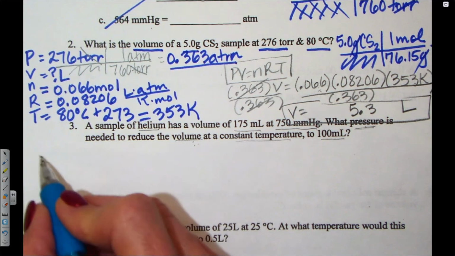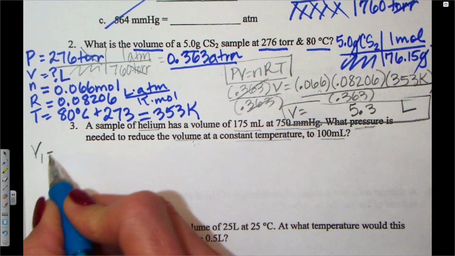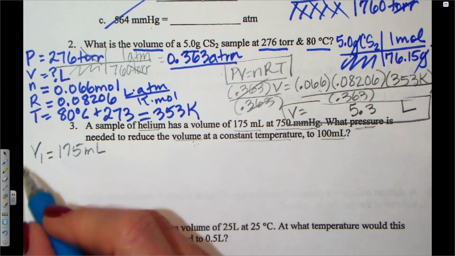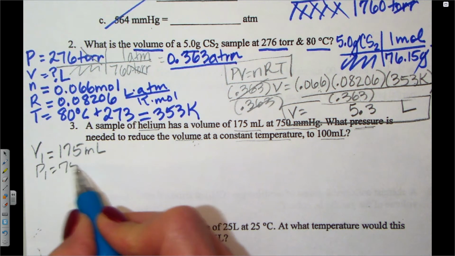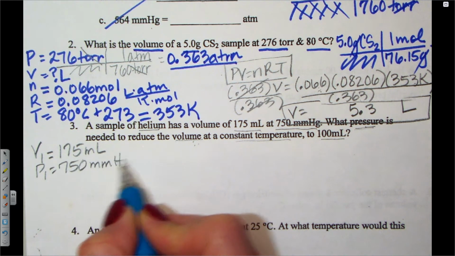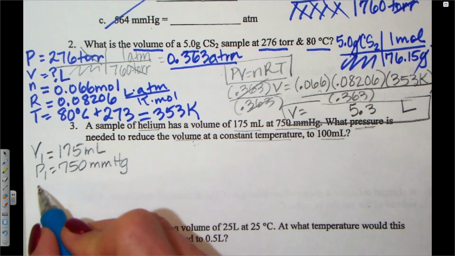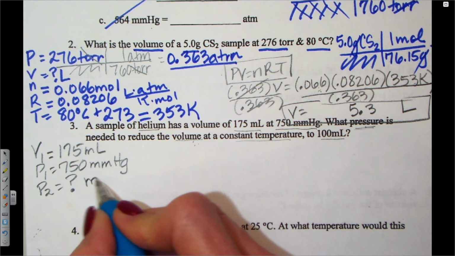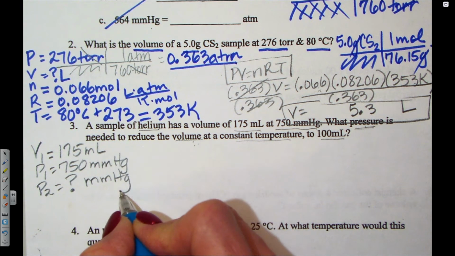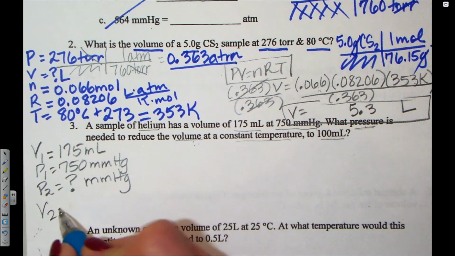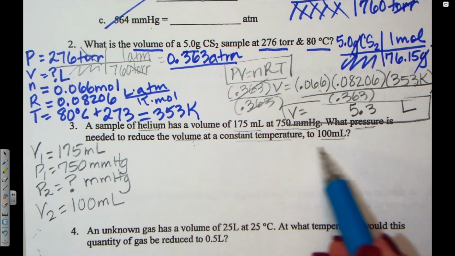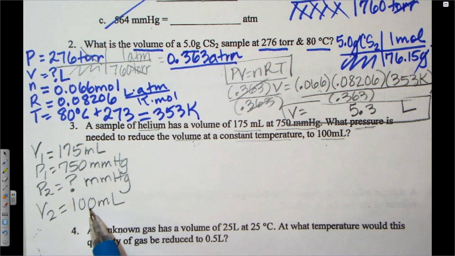So let's list our givens. We have V1 is 175 milliliters. We have P1 is 750 millimeters of mercury. We have P2 that we're trying to solve for, and since our P1 is in millimeters of mercury, our P2 is also going to be in millimeters of mercury. And then the V2 is 100 milliliters. And be careful because here that has only 1 sig fig. That means our answer is going to have 1 sig fig.